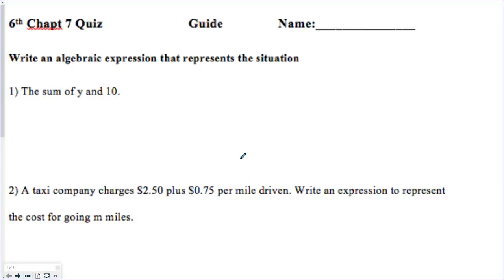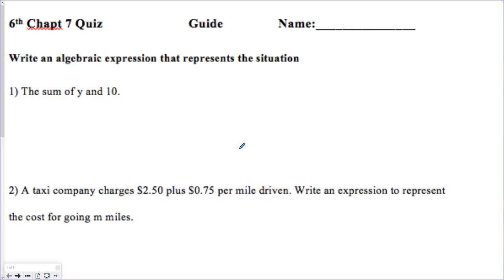So we're going to be looking at the Chapter 7 quiz for the upcoming 6th grade quiz. And this is going to be on the algebraic section of the topic. So a lot of this is dealing with variables and how to transform a word problem into an expression and a lot of that stuff. So it's kind of a weird quiz based on the previous ones we've done, but it can get done pretty easily. So the first one says write an algebraic expression that represents the situation.